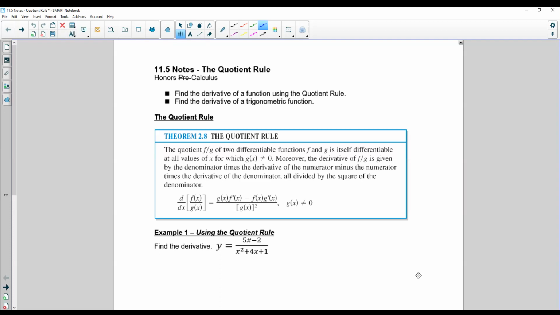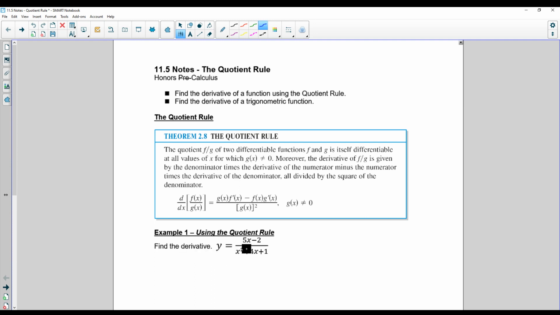Well, here we are on 11.5 notes. We are looking at the quotient rule. This is another rule that will allow you to find derivatives of functions. And this rule is going to apply when you have a function divided by a function.